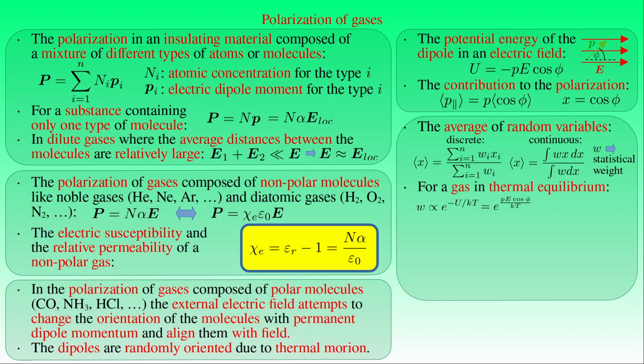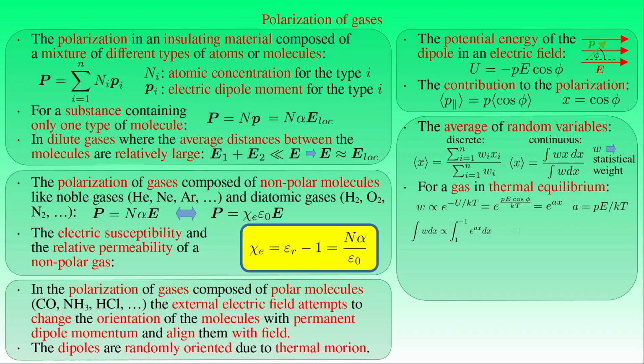Here cosine phi can be written as the random variable x, and by introducing the parameter a for the ratio of p times e to k times t, we can state that the statistical weight w is proportional to the exponential of ax. Then the integral of the statistical weight w with respect to the random variable x is proportional to the integral of the exponential of ax with respect to x from -1 to 1.